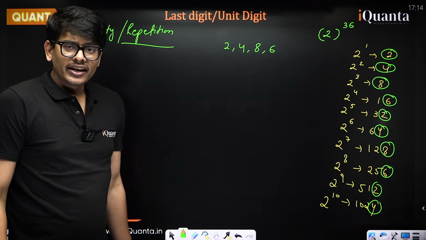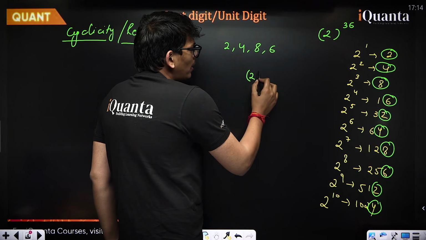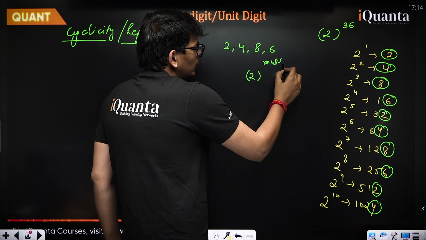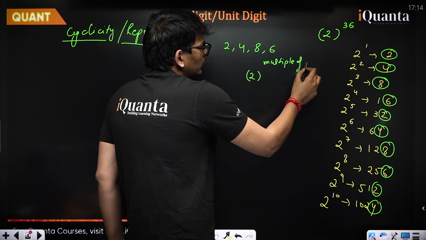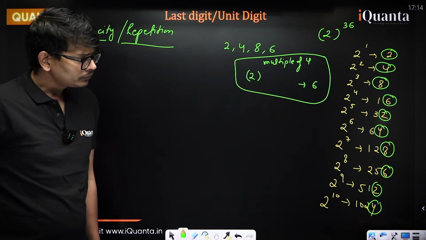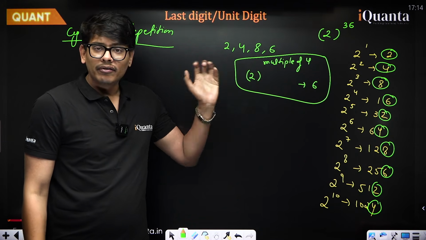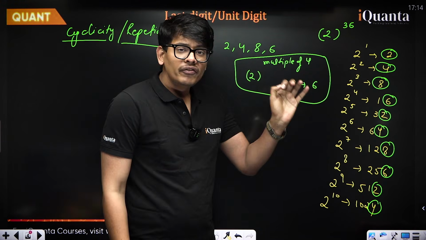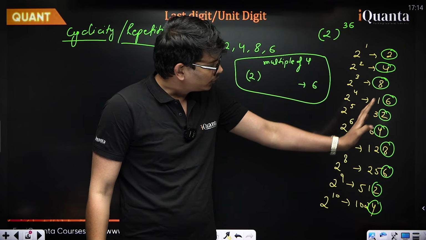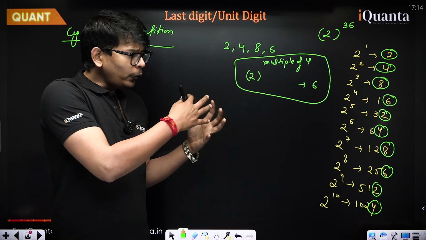So we can generalize one thing if we want, that is 2 raised to the power which is a multiple of 4 always ends with 6. Can we generalize this? Any number that ends with 2 and whose power is a multiple of 4 will always end with 6, right? You can see 2 raised to the power 4 ends with 6, 2 raised to the power 8 ends with 6.